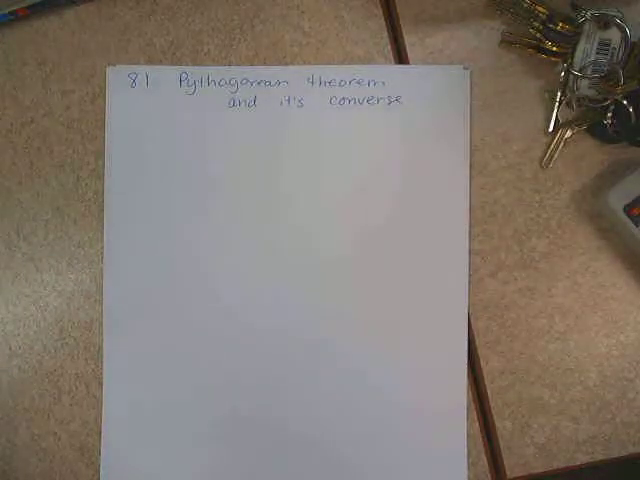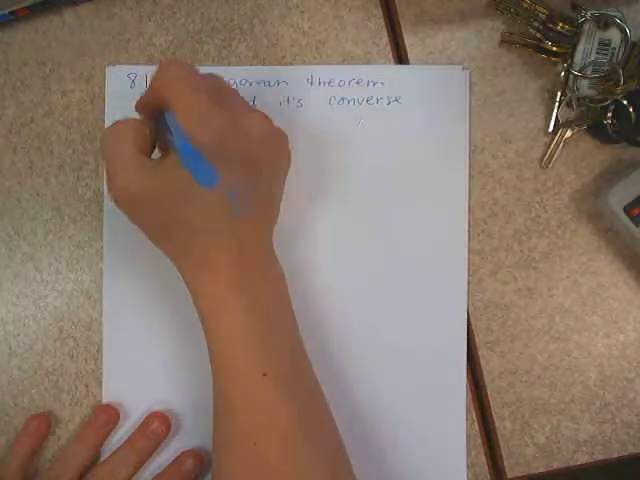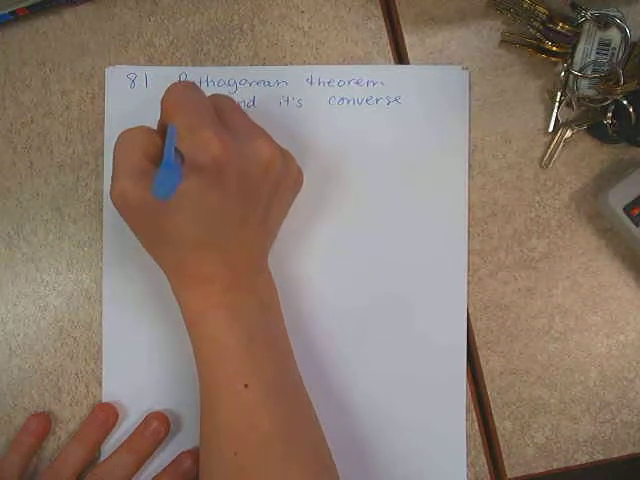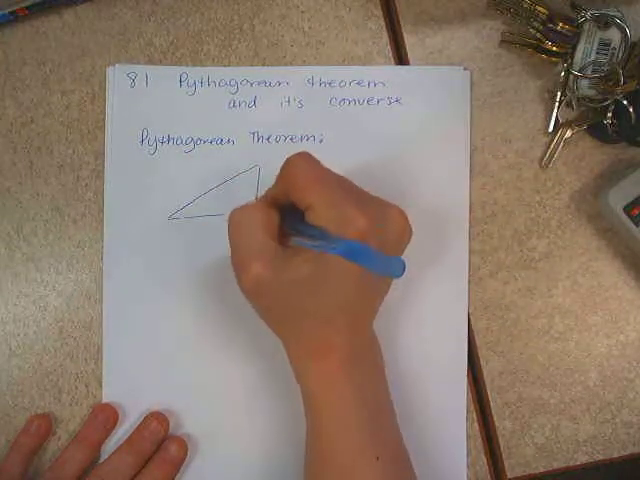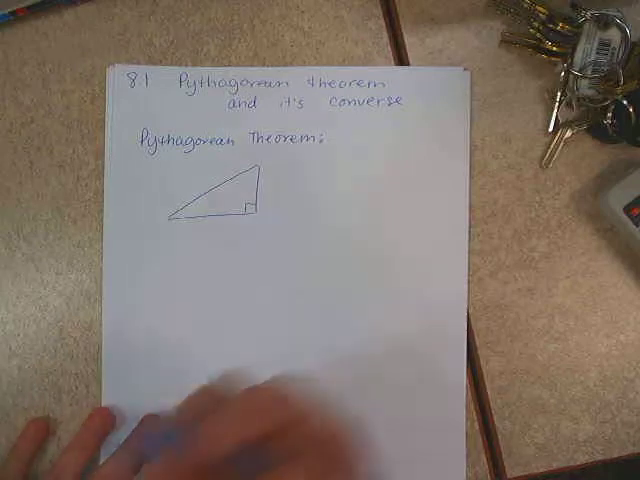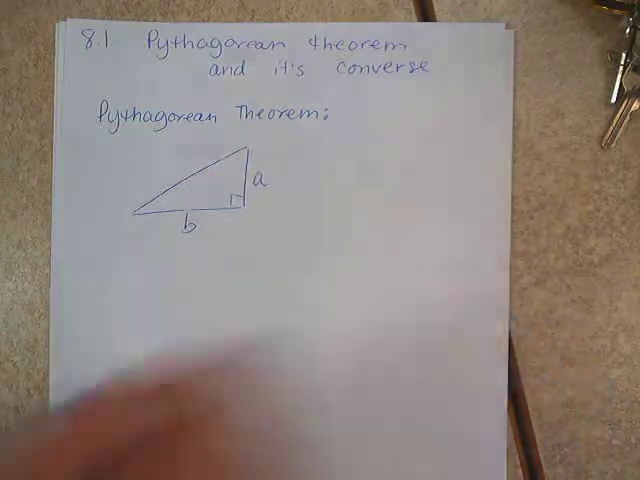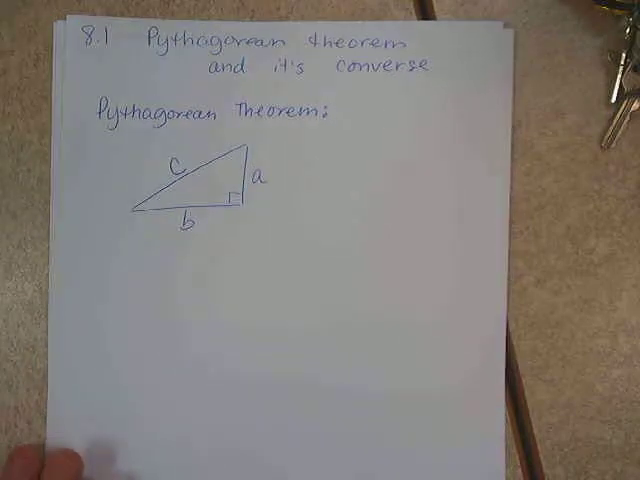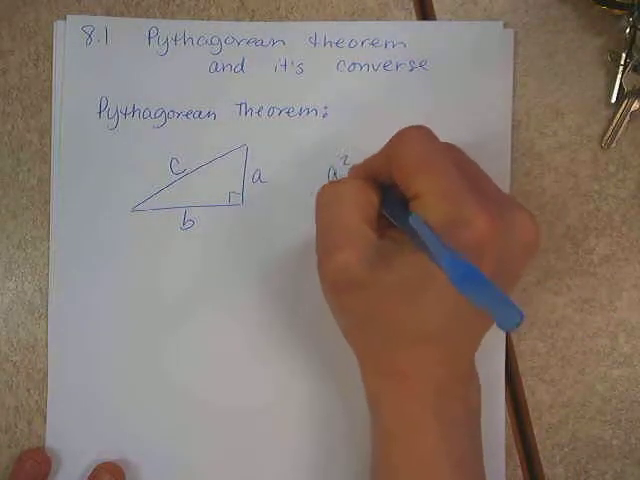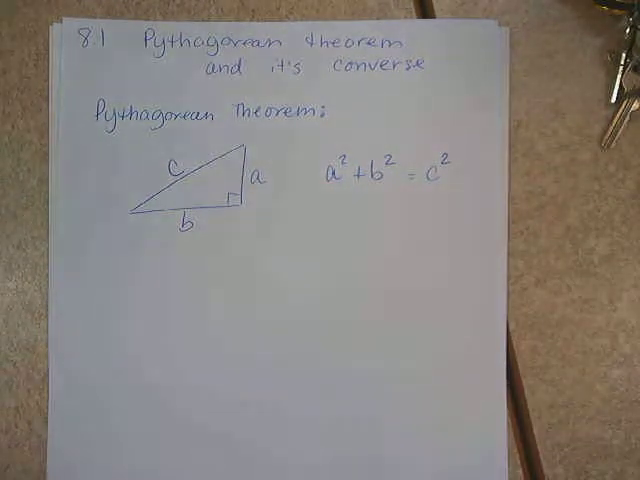So we're talking about the Pythagorean theorem and its converse. The Pythagorean theorem itself says if you're dealing with a right triangle and the legs of the right triangle are A and B with the hypotenuse being C, then if we square the two legs, A squared plus B squared, they should be equal to C squared.